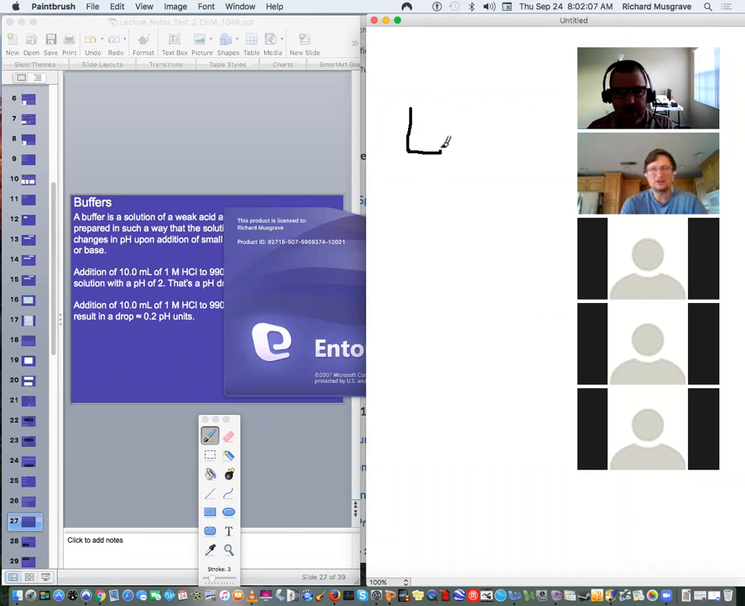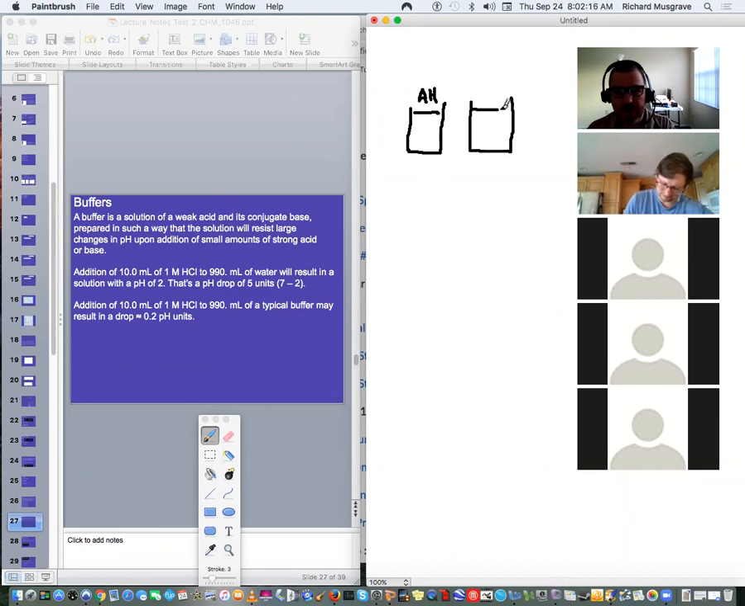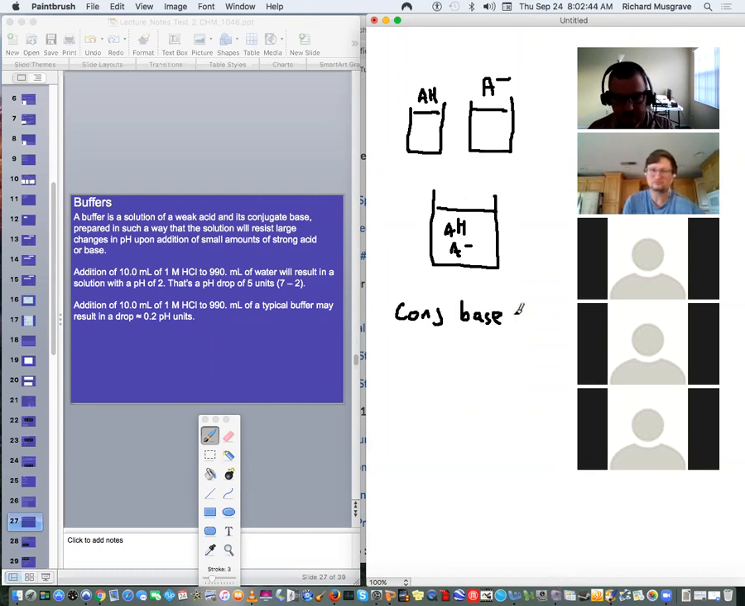So when we're making a buffer, here's how it works. We have a beaker that's got AH in it, a beaker that's got A- in it, and then we put them both into another beaker. So we have this mixture of AH and A-, where AH is a weak acid and A- is its conjugate base. Remember, in order to get a conjugate base, and we talked about this the other day, you remove H plus from the acid. Simple as that. That's all you have to do. And if we do that, we remove H plus.